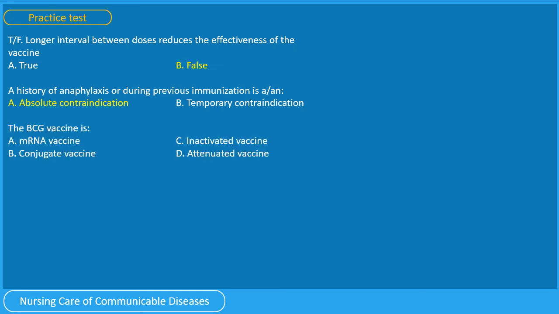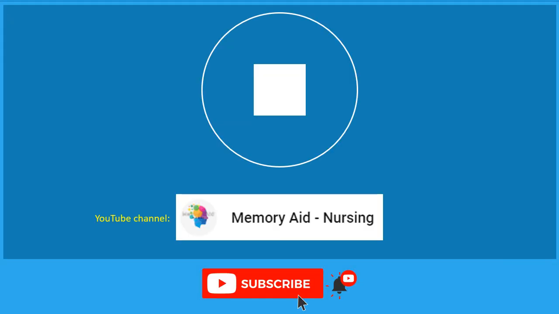The BCG vaccine is: A, mRNA, B, conjugate, C, inactivated, D, attenuated. You have 5 seconds. D, attenuated vaccine is the correct answer. Vaccine for diphtheria is: A, toxoid, B, conjugate, C, inactivated, or D, attenuated. You have 5 seconds. And the correct answer is A, toxoid. If you got 4 questions correctly, you did a good job. If not, rewind this video to check your answers.